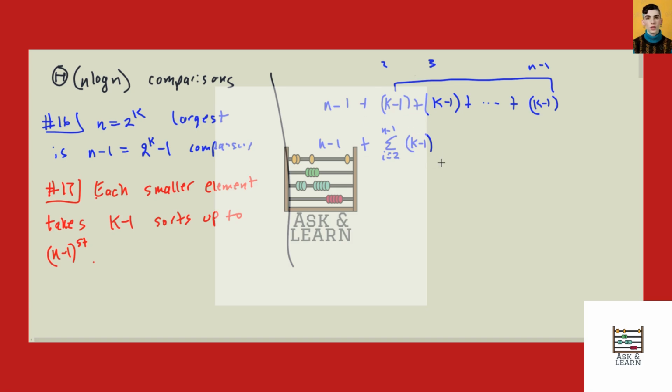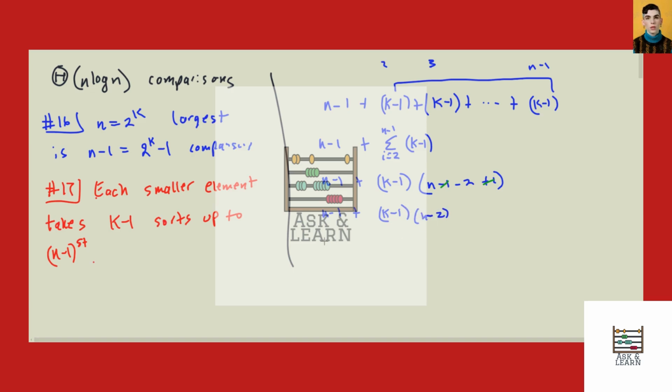All right, and now, since k minus 1 doesn't depend on what we have for i, that means this is just going to be n minus 1 plus k minus 1 times, so we would do n minus 1, and then we subtract off that bottom one, and then we add 1 to that. So those ones cancel out. I'm just going to have n minus 2 there. So we have n minus 1 plus k minus 1 times n minus 2.